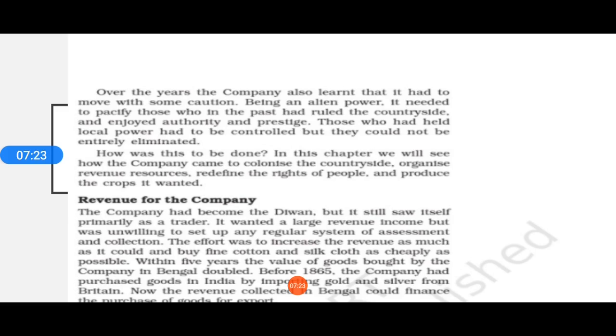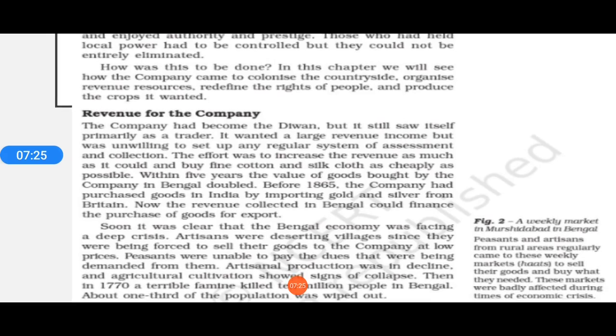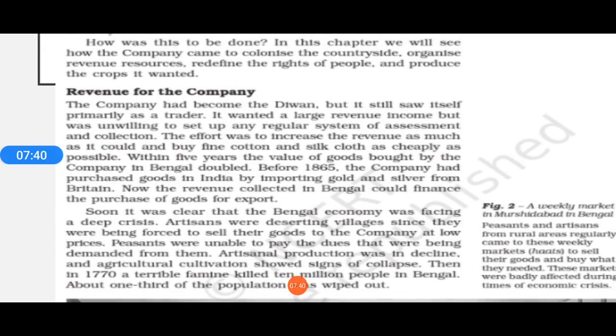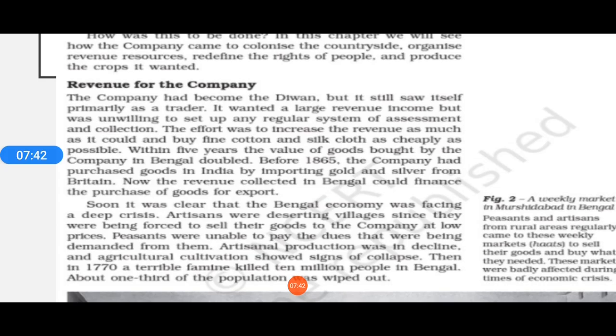Now, revenue for the company. So children, once the Britishers occupied the rights on the Diwani of Bengal, the wealth which was coming from Britain had finally stopped. Now no financial aid or help was coming from Britain.